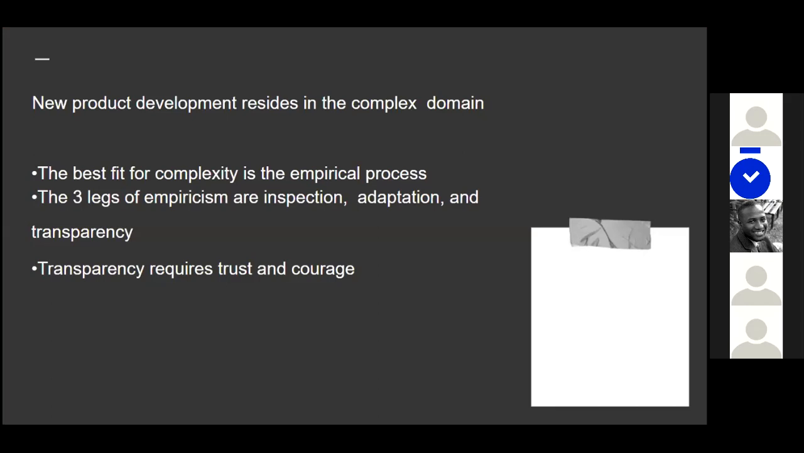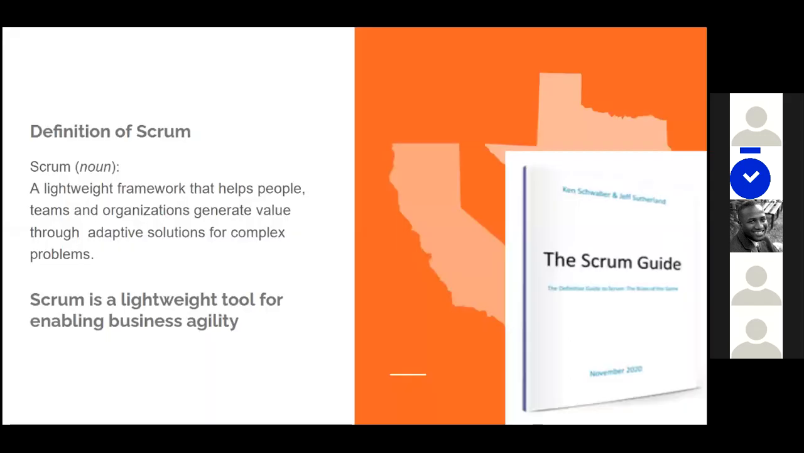Inspection, adaptation, and transparency. Transparency requires trust and courage. Do we see that now? Transparency requires trust and courage. The moment you lose trust from customers, that product is gone. That's why you see some products they are no longer relevant. So inspection, adaptation, and transparency, very important in solving complex problems. So let's look at Scrum.